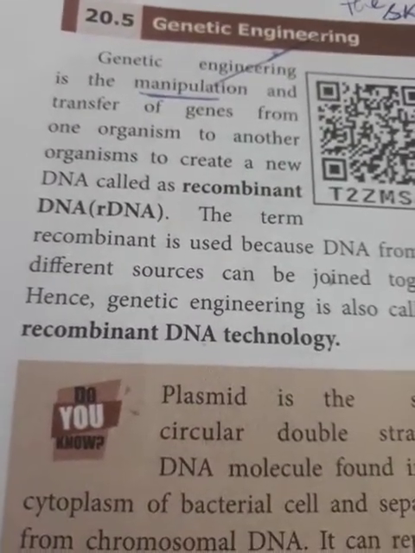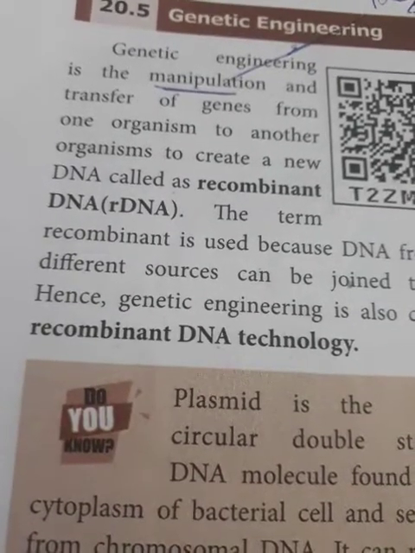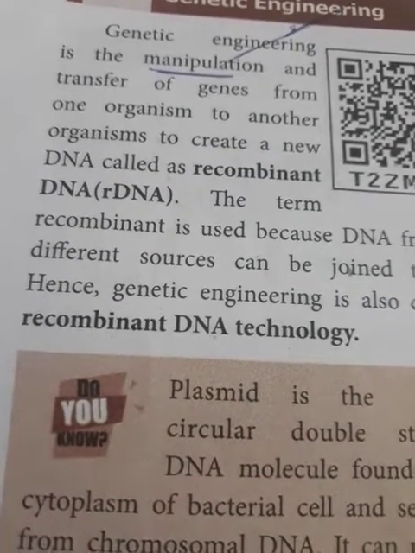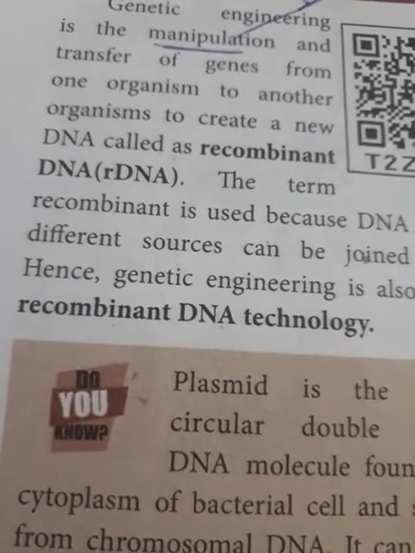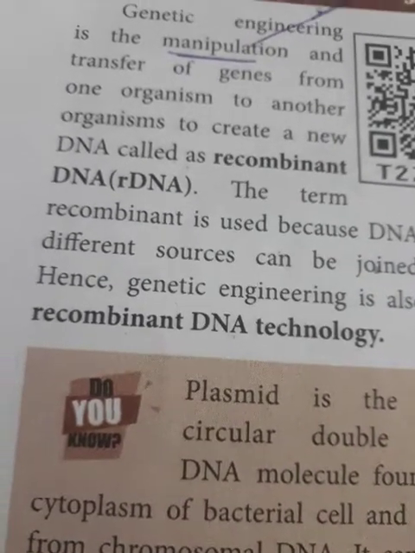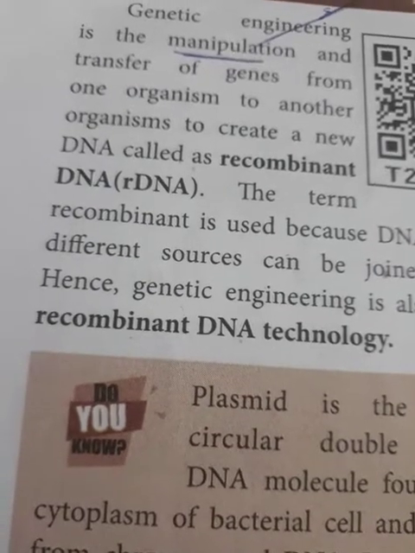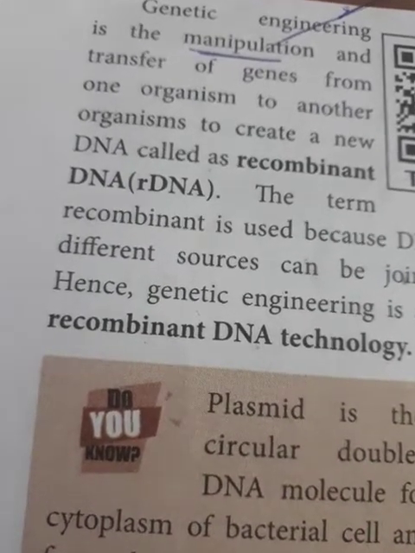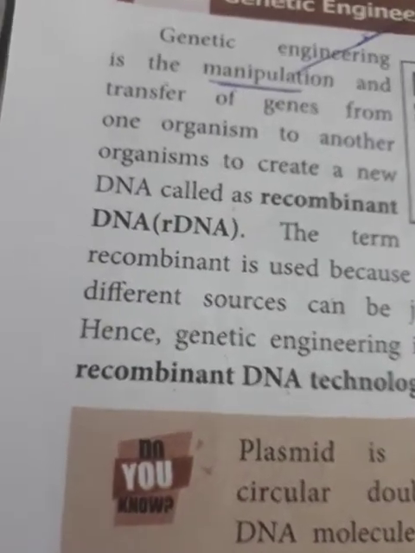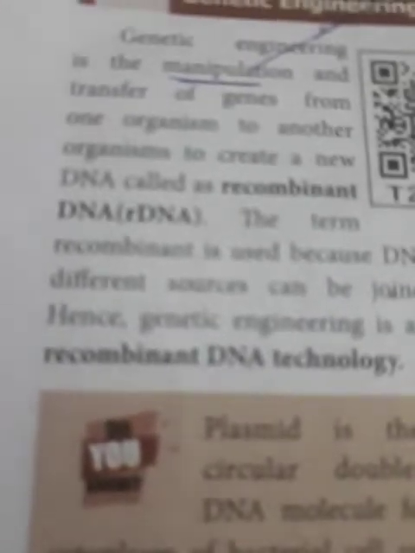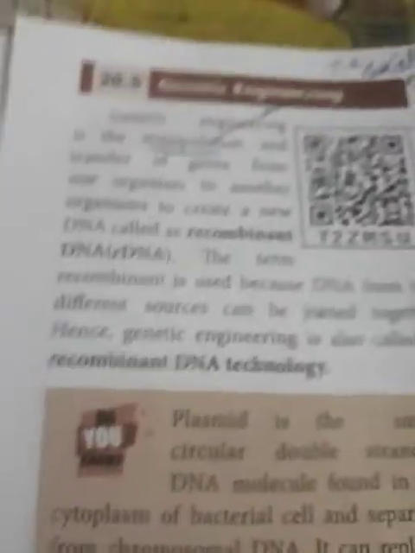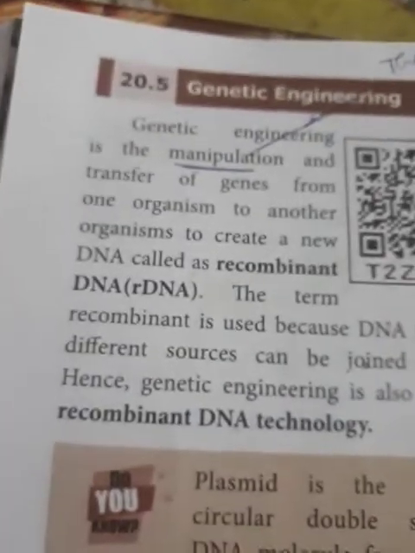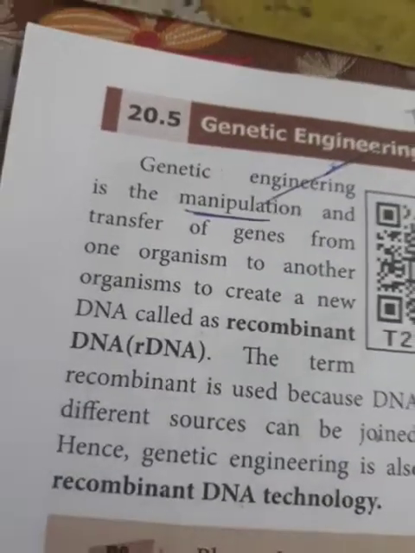So, genetic engineering is the manipulation and transfer of genes from one organism to another organism to create a new DNA, called recombinant DNA technology, or it is also called genetic engineering. So, genetic engineering is the manipulation. What do you mean by manipulation? Manipulation is nothing but the use of skillful hands.